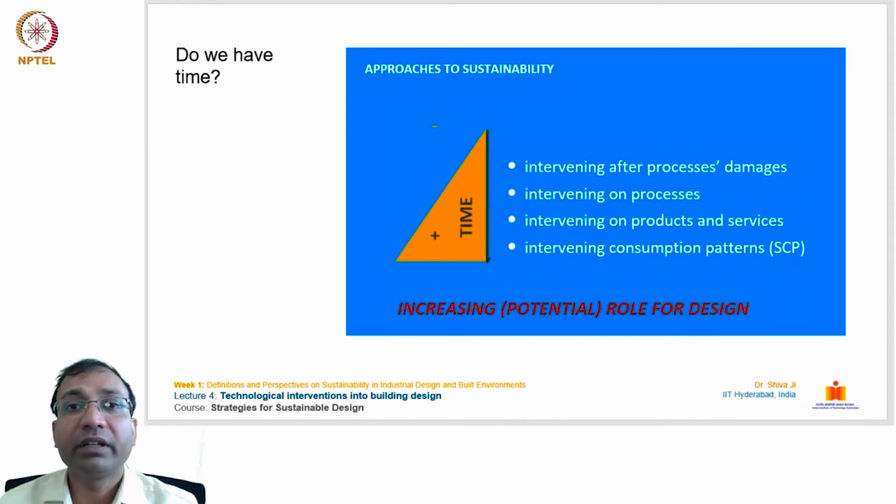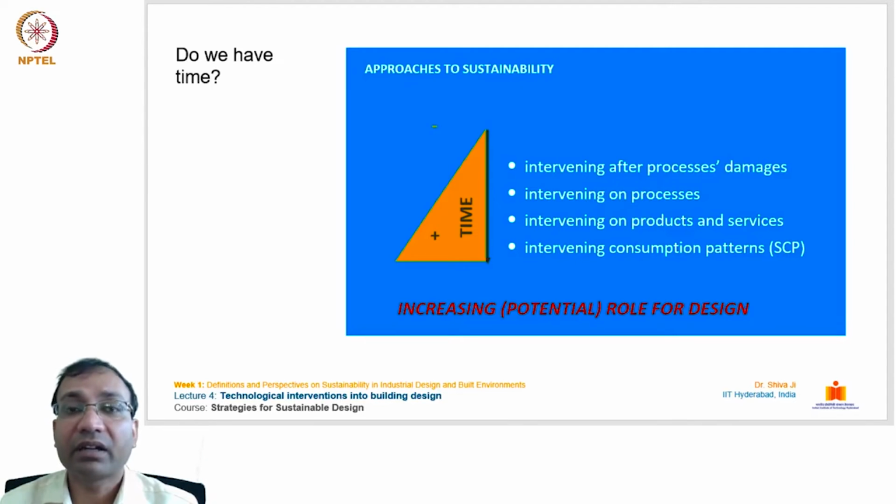Next, the next biggest intervention is possible at the level of designing the products and the services. Further, the potential is at the level of designing the processes, and the least potential for improvement remains once the product is used or discarded, or at its end of life cycle stage.